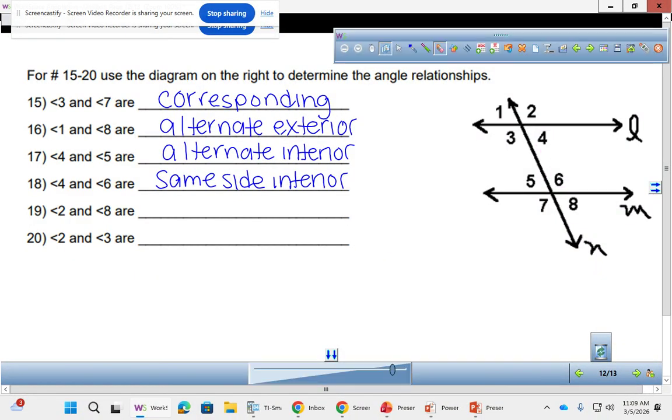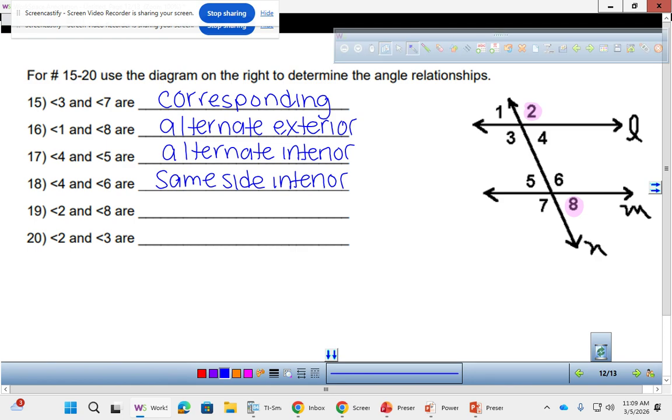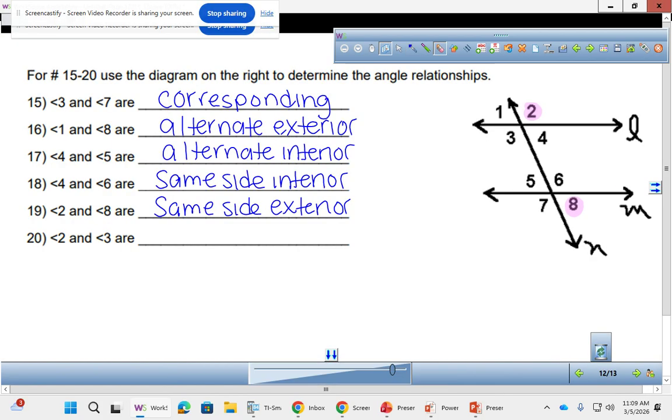Let's see. 2 and 8 are exterior angles. They're not being tracked in by any lines, so these are exterior. They are also on the same side of the diagonal line. They're on the right. So these are same side exterior angles.